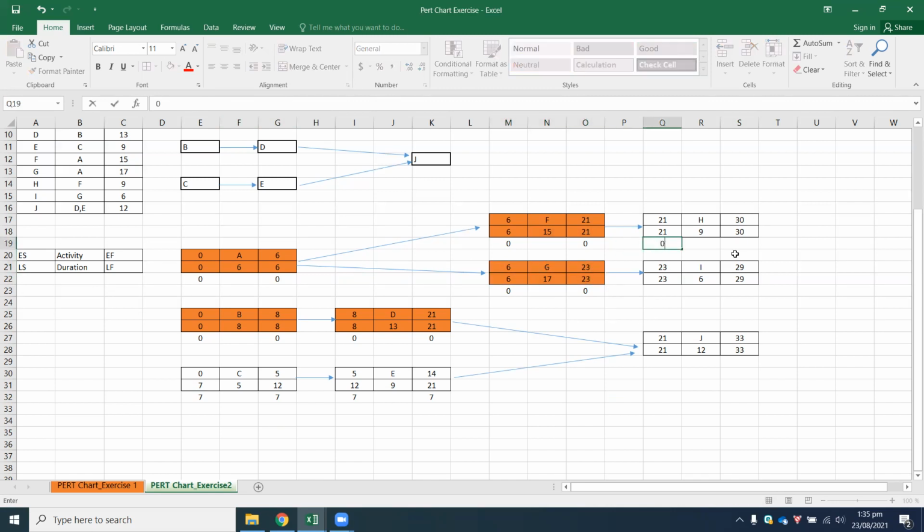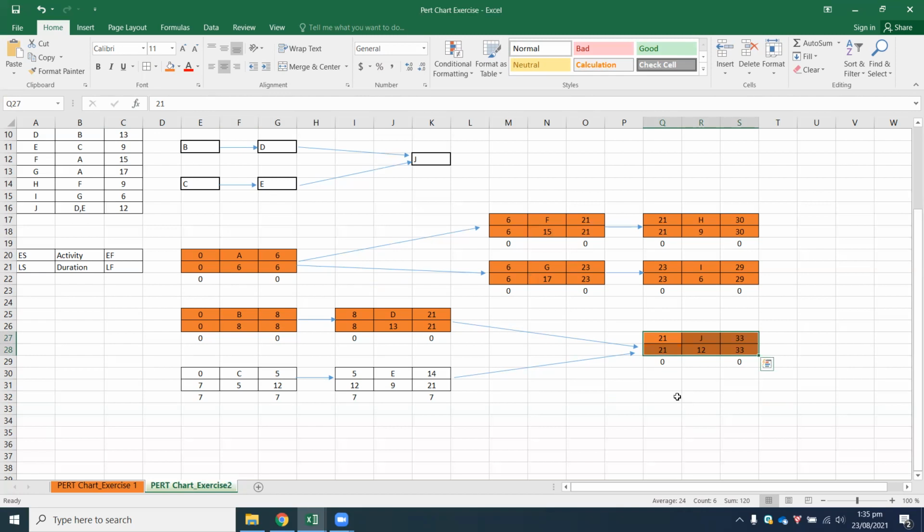21 minus 21 gives you 0. 30 minus 30 gives you 0. Total float is equal to 0. Therefore, it becomes part of a critical path. Likewise, 23 minus 23 gives you a value of 0. 29 minus 29 gives you a value of 0. So this is also part of a critical path. Here, 21 minus 21 gives you a value of 0, and then 33 minus 33 gives you a value of 0. So when you add those two values together, you get a total float of 0 as well.